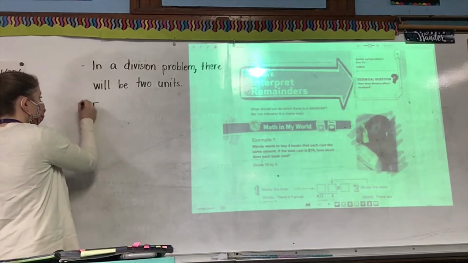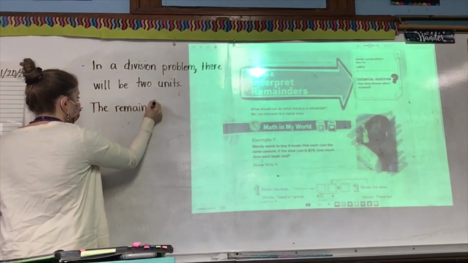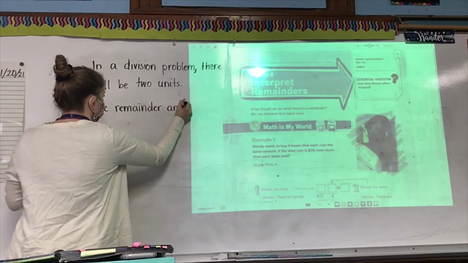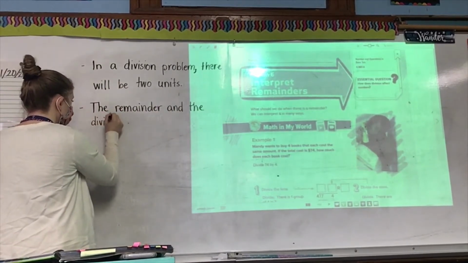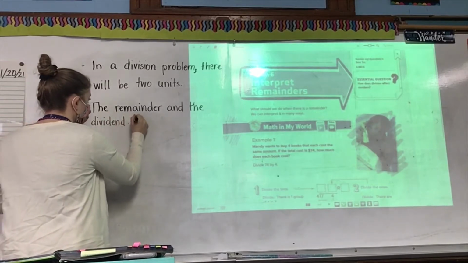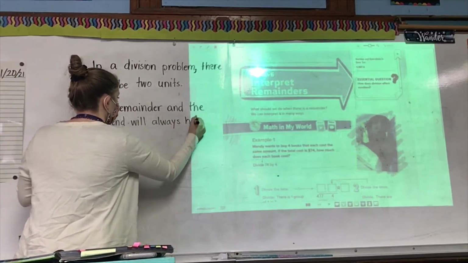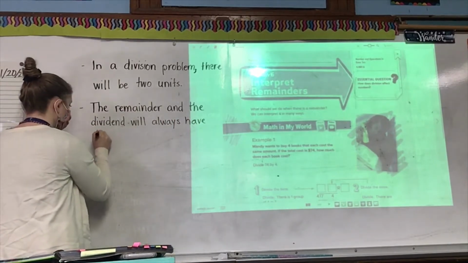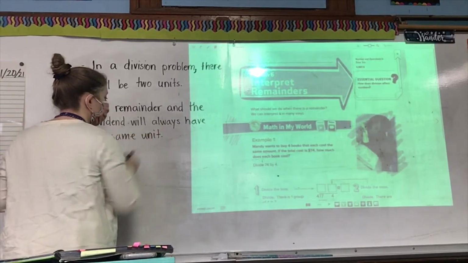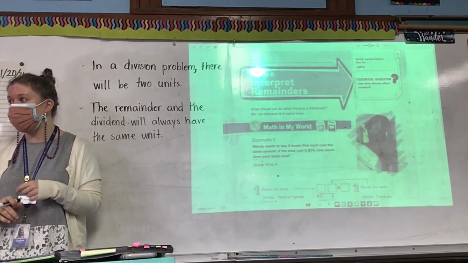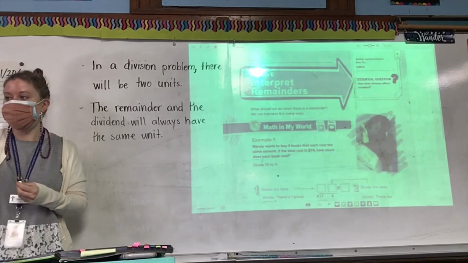Here's another note. The remainder and the dividend will always have the same unit. Because remember, the dividend is always the total amount of items, and the remainder is the number of those items left over once you break them up.